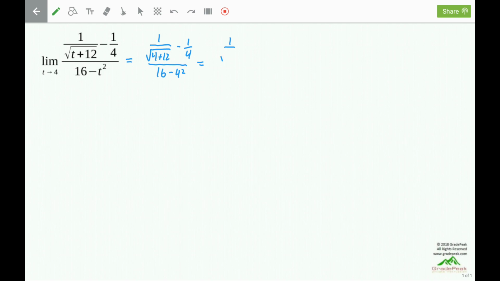1 divided by the square root of 4 plus 12, which is 16, minus 1 over 4, divided by 16 minus 4 squared, which is 16. The square root of 16 is 4, so we have 1 over 4 minus 1 over 4 divided by 16 minus 16, which is going to give us the 0 over 0 indeterminate form. We will have to rework this.